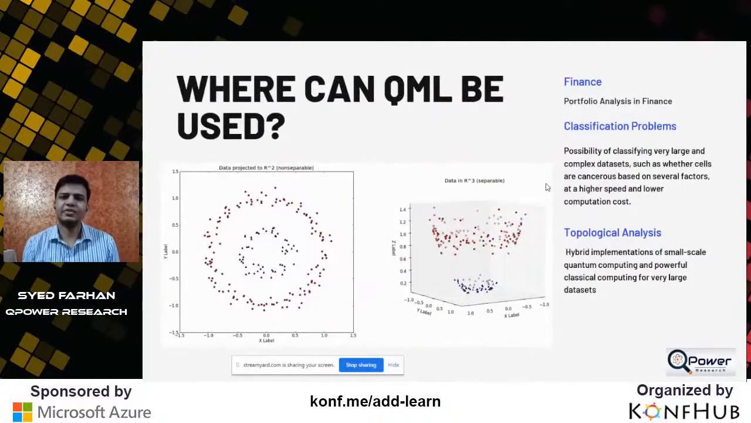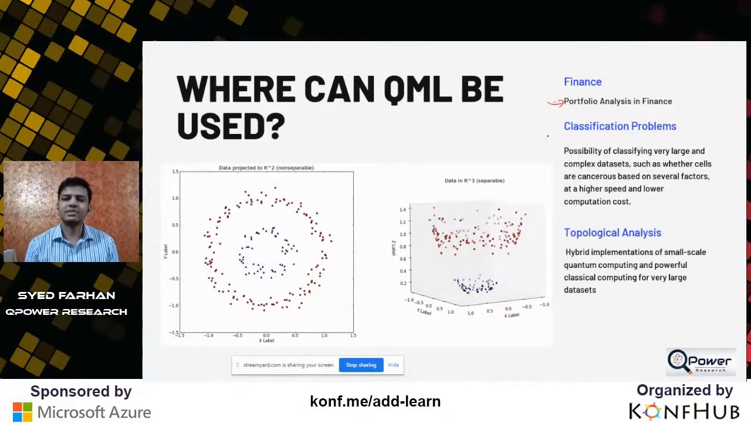So a few applications of where QML can be used. Various companies like JP Morgan Chase, Goldman Sachs, and Morgan Stanley have partnered with IBM for portfolio analysis in finance. So this proves to be really helpful if you're using quantum computers for doing analysis of financial markets. And it has shown a lot of futuristic ways by which we can analyze the financial markets.